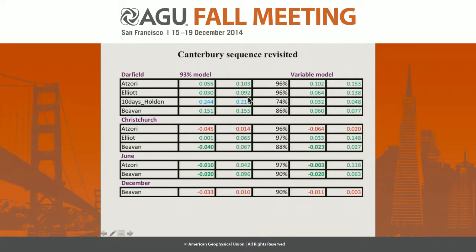The color code's very simple. If it's red, the model did better than STEP. If it's blue, it did worse. And if it's green, it did the same within error. Okay? So where you have a high correspondence between the Coulomb map and the aftershocks, then basically you always do as well as STEP, and sometimes you do better.